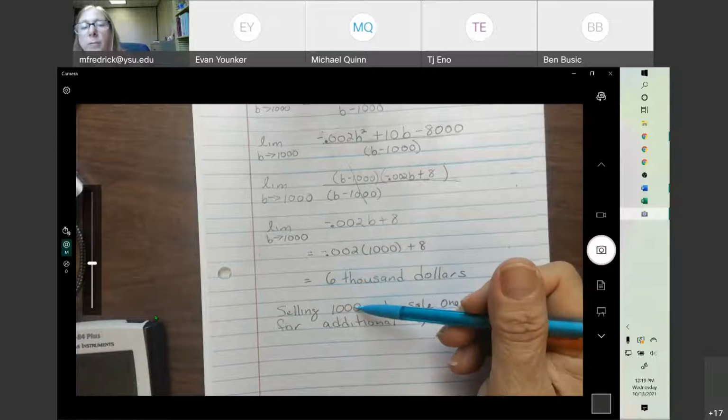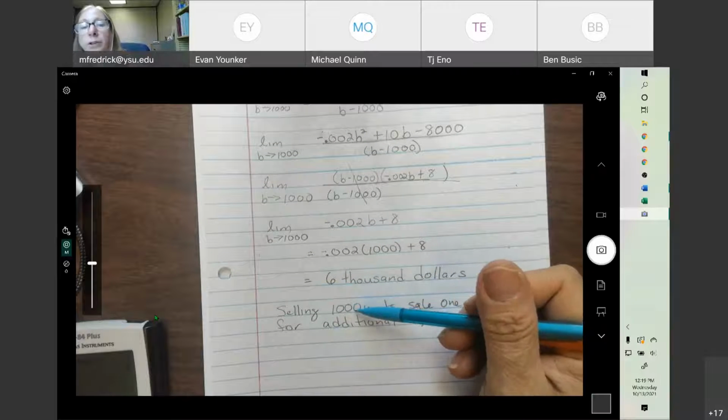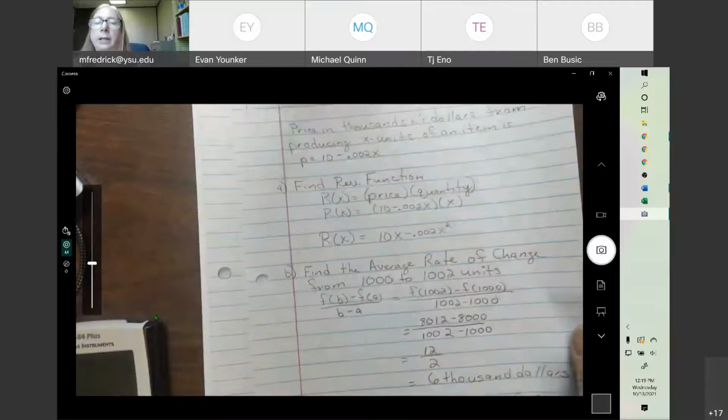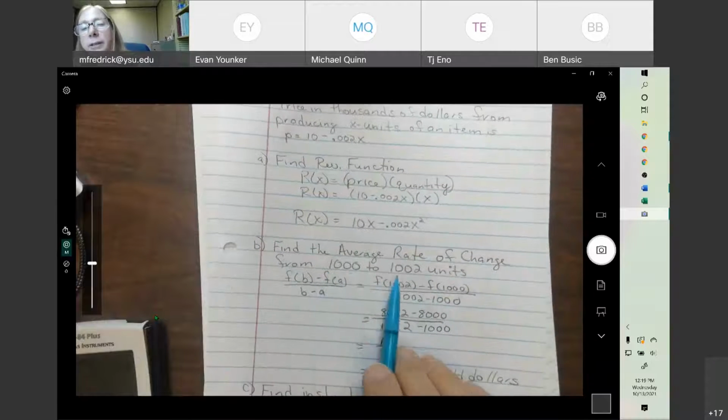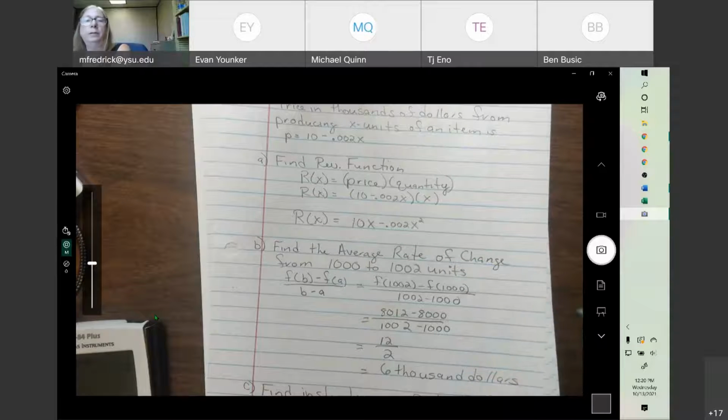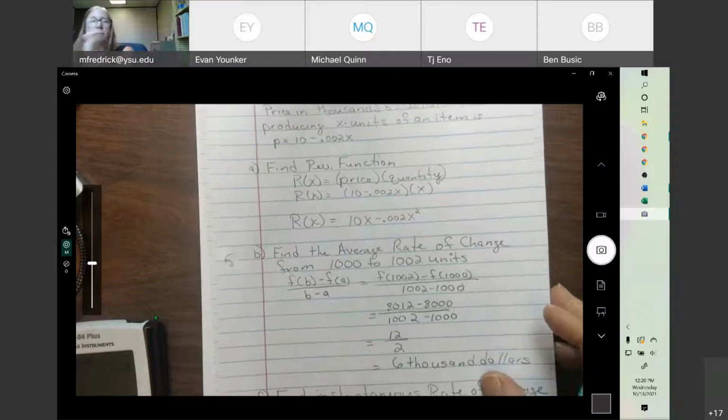This one, if I sell one more, 1,001 unit will bring me $6,000. But this one said if we sell from 1,000 to 1,002, we make an additional 6,000. So that 1,002 unit, there must be a big cost there. Maybe a machine needs overhauled before you do that one, or more items need ordered for that one. And so there's a drop there. Any questions on that?